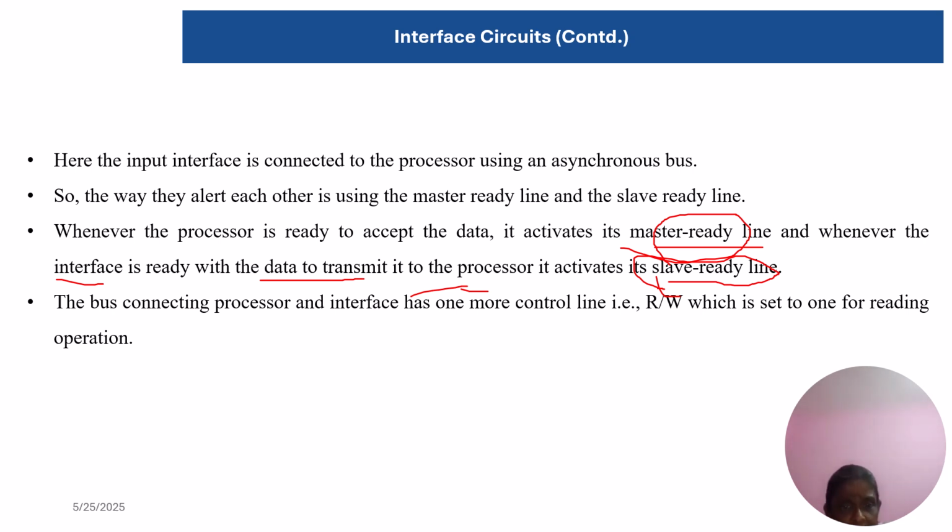The bus connecting the processor and interface has one more control line, that is read-write. So read means reading the data, write means writing the data, overwriting the previous content. It is set to 1 for reading. So R bar W equal to 1 means read. If it is 0, then it indicates a write operation.